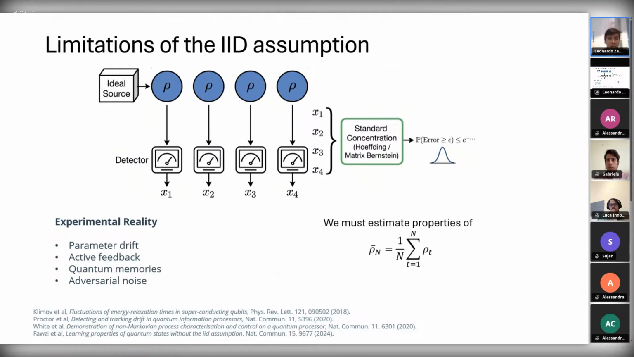Okay, so because of all these effects, and there are many references that talk about this, there is usually no single static state being prepared, and this means that we have to change the target in our learning or tomography method. And one operationally meaningful quantity in an experiment like this is the time average state, this one that we see here, which represents the effective trajectory of the device over n rounds.